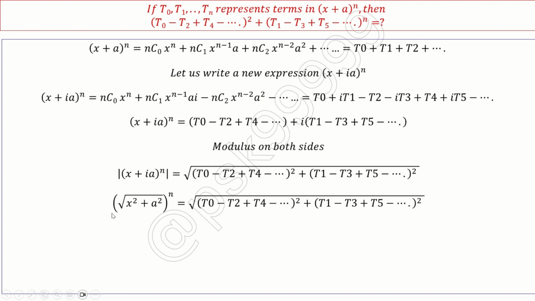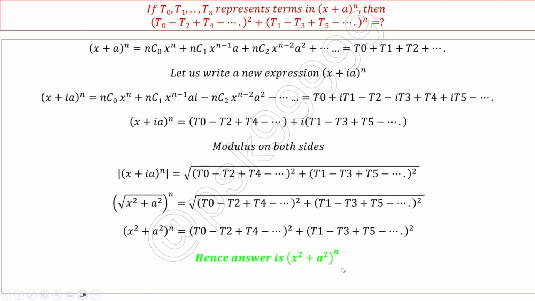So the modulus of this expression is nothing but the square root of (x square plus a square) whole to the power of n. If I square it on both sides, this is what I'll get: (x square plus a square) whole to the power of n. This is what we are looking at, correct? So the answer is (x square plus a square) whole to the power of n. Okay, so this is how we should do this problem. Very interesting, good problem.